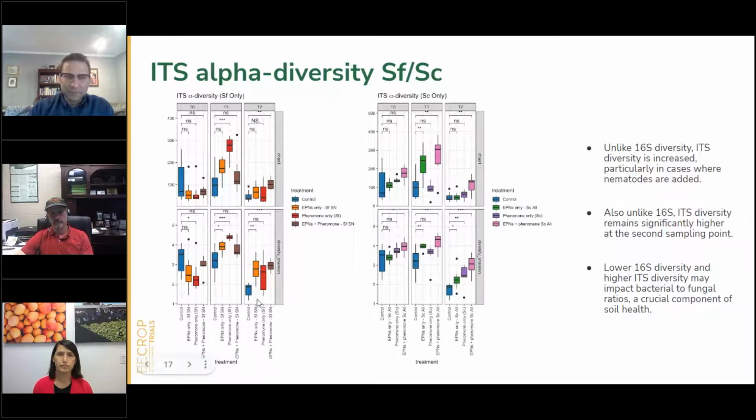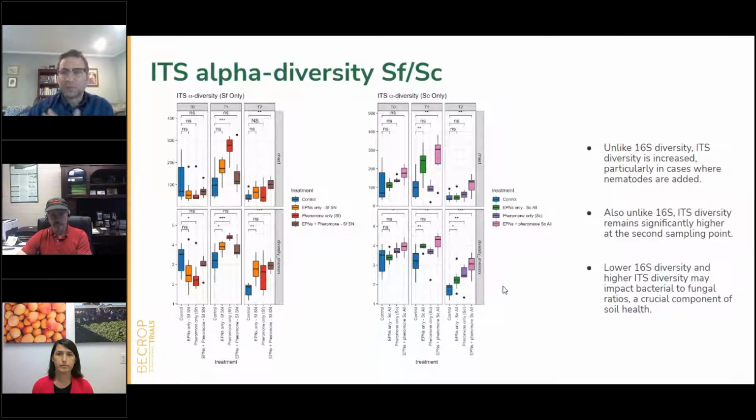But in this case, in both of these situations, we still see it at that 4 weeks. So here we are out at 4 weeks, and we still see in both cases a significant increase in diversity for both of these. So when you think about what this means, that we're seeing a decrease in bacteria at the beginning and an increase in fungal diversity, it could mean that we're seeing a shift in the bacterial to fungal ratio of these communities, which is a very important aspect of soil community and ecosystem health.